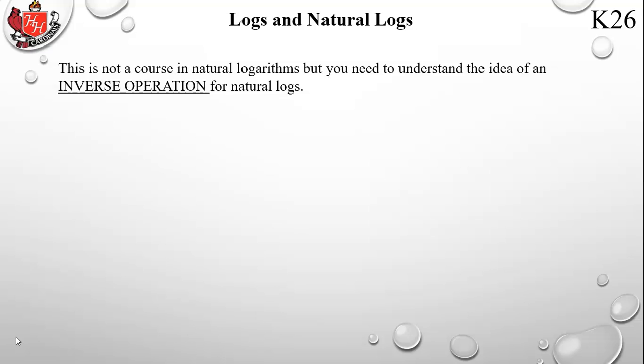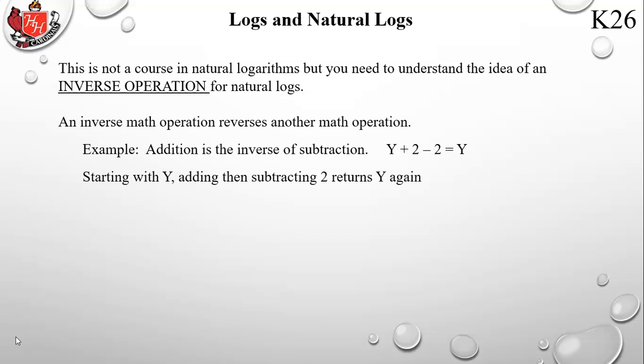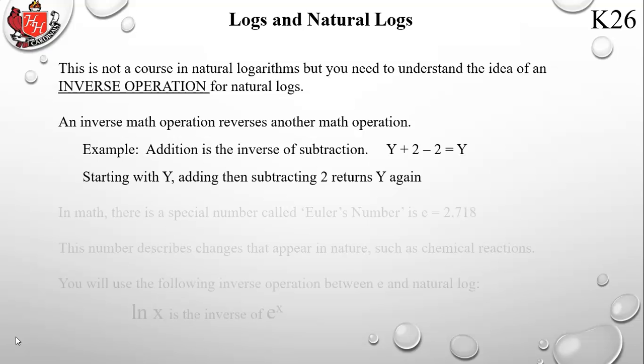This is not a course in natural logs, but you need to understand the idea of inverse operations for natural logs. So an inverse operation, a math operation, reverses another math operation. Example, addition is an inverse of subtraction. So y plus 2, and then subtract 2, you get back to y again. So addition and subtraction are inverse operations of each other.